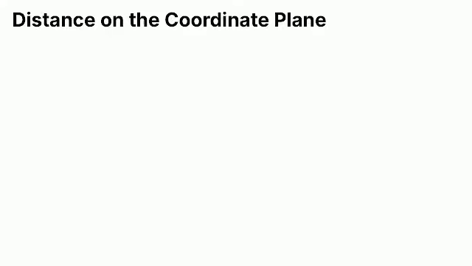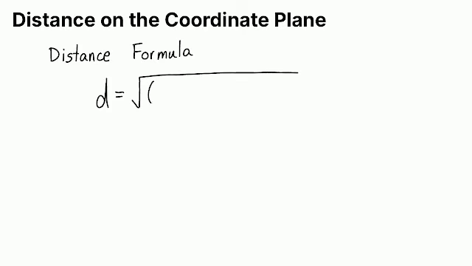Today we're going to review how to find distance on the coordinate plane. So to start out, we have our distance formula. Now the distance formula, some people write it in a couple different ways, but this is what we're going to use for today. The distance is the square root of x2 minus x1 squared plus y2 minus y1 squared.